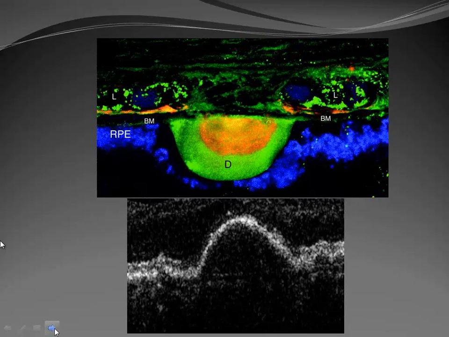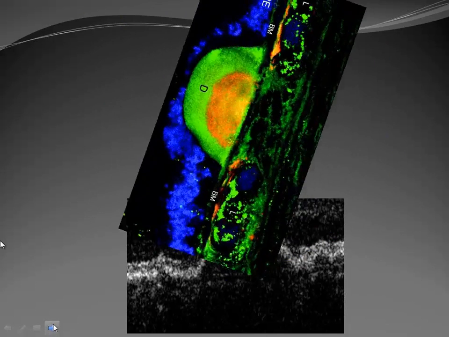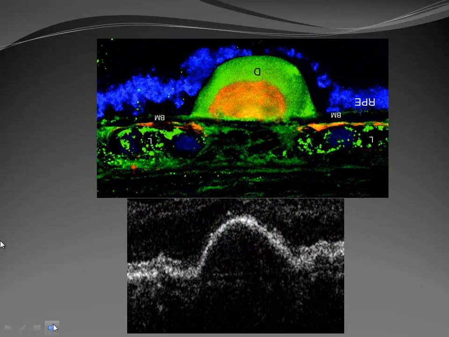This is immunohistochemistry, this one above, or something similar to that. It's from a donor eye of a patient with a druse. And this is the retinal pigment epithelium. And here's Bruch's membrane. But that confuses us because that's the way histopathologists look at it. We don't look at it that way. So let's turn this thing upside down.